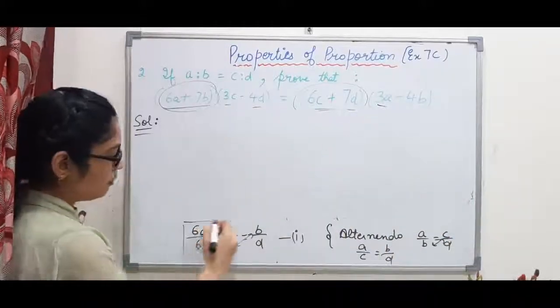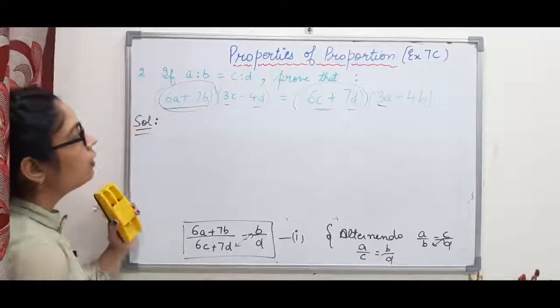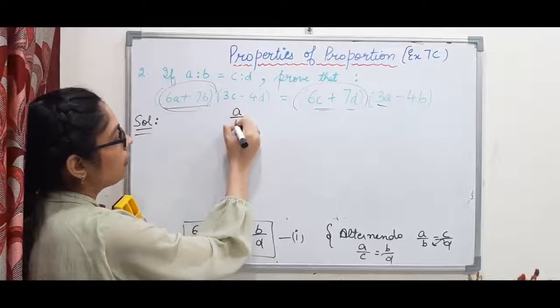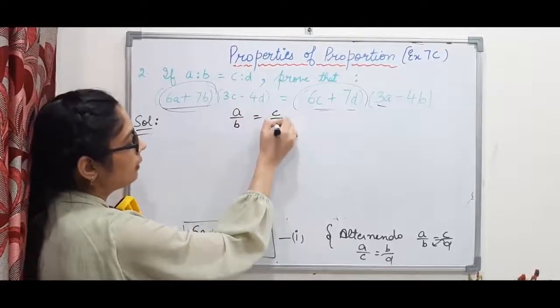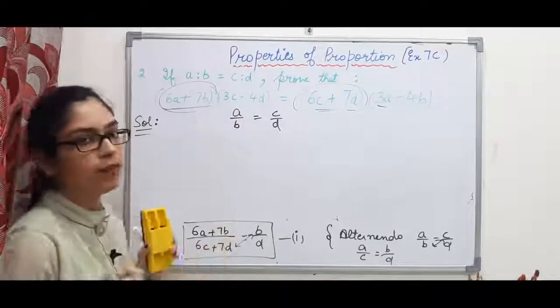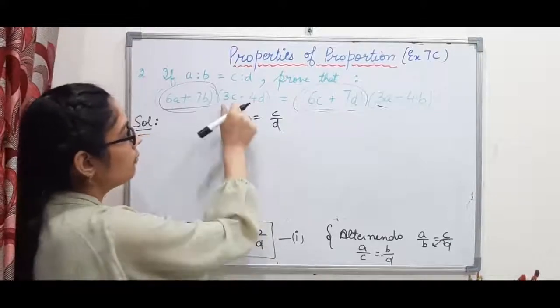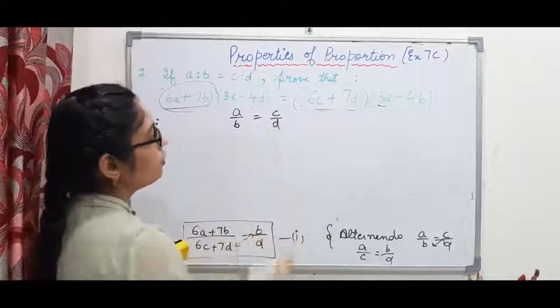This I can just keep because I need this one. Again I will write the given thing. It's given to me a by b is equal to c by d. Now the 6 and 7 part is done. The other two numbers are 3 and 4: 3 with c and a, and 4 with b and d.